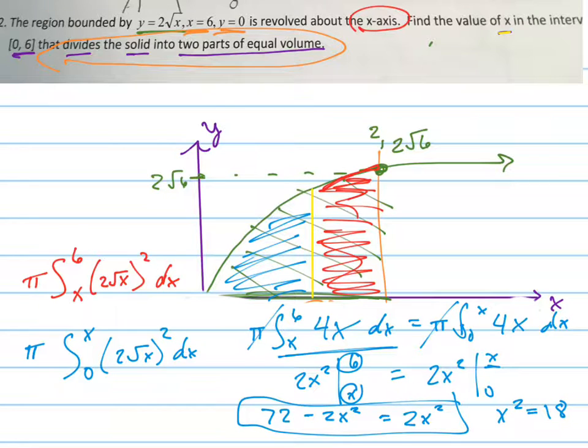x squared equals 18, which means x equals, let's not even use our calculator, let's just do the square root. What's the square root of 18? 18 is 9 times 2. The square root of 9 is 3. So it's 3 root 2. That's the answer. So that's 3 root 2 right there.